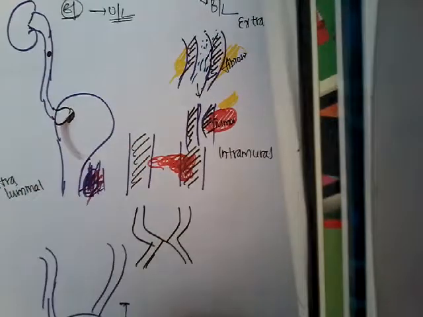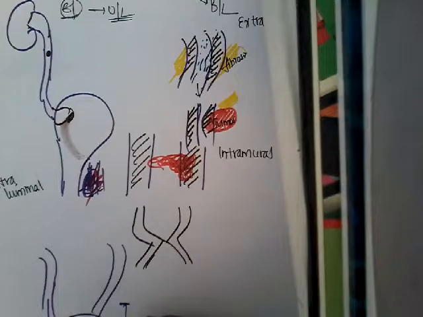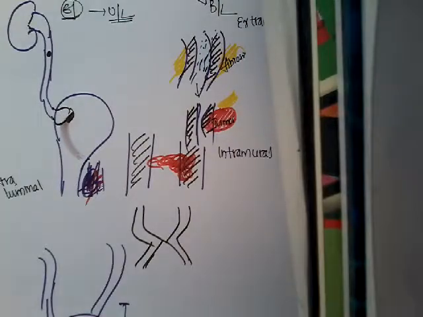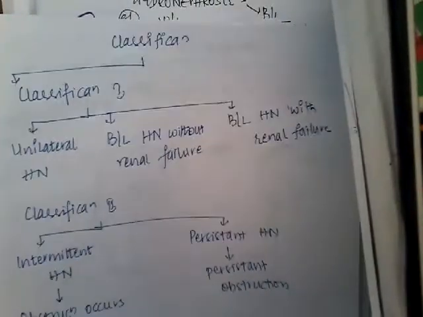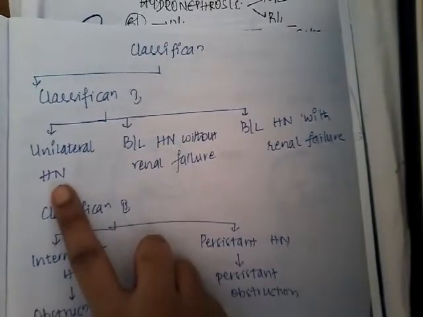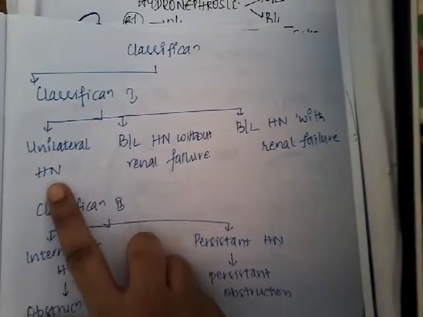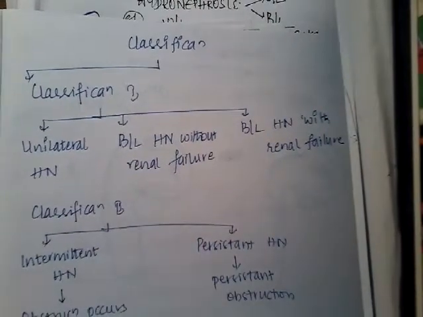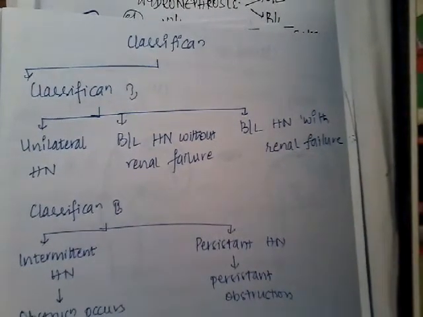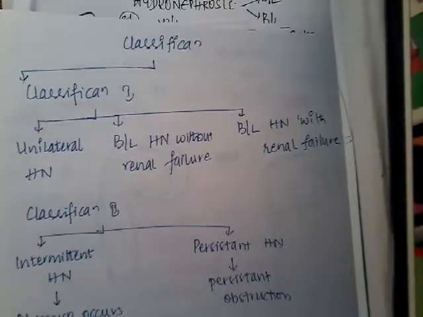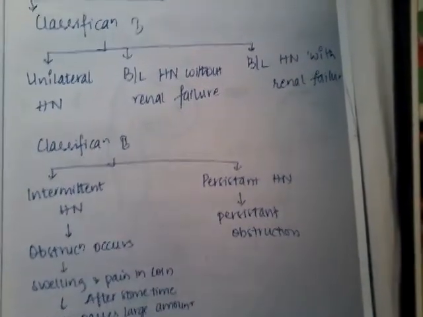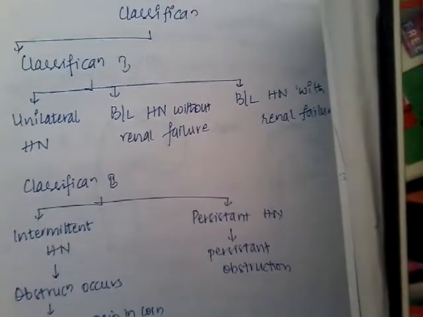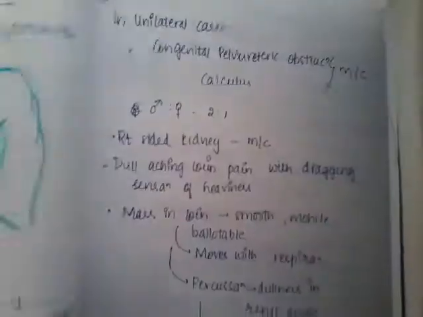The second classification is that it can be intermittent or persistent hydronephrosis. Let me just show you the classifications because I am not interested in writing them again. So these are the different classifications. Classification 1: hydronephrosis can be unilateral, or bilateral without renal failure, or bilateral with renal failure. Classification 2: it can be intermittent or persistent hydronephrosis. I'll explain it in a minute.